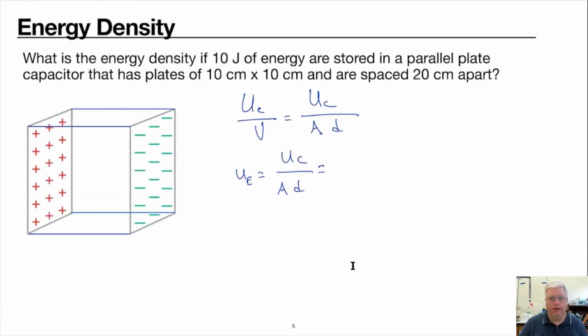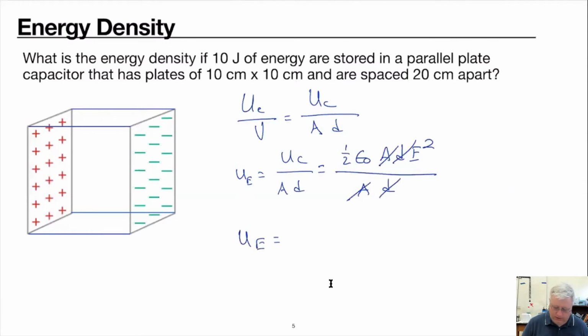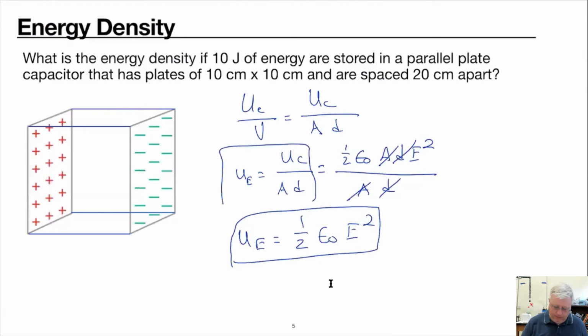So the U_C was 1/2 epsilon naught times area times distance times electric field squared, over area times distance. So area and distance cancel out, and so you can also say it's 1/2 epsilon naught E squared. So depending on what we know, if we know how much energy there is, we can use this, or if we know how much electric field strength there is, we can use that if we want to.